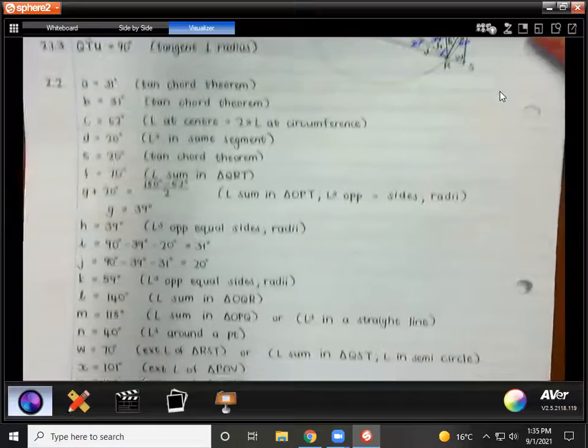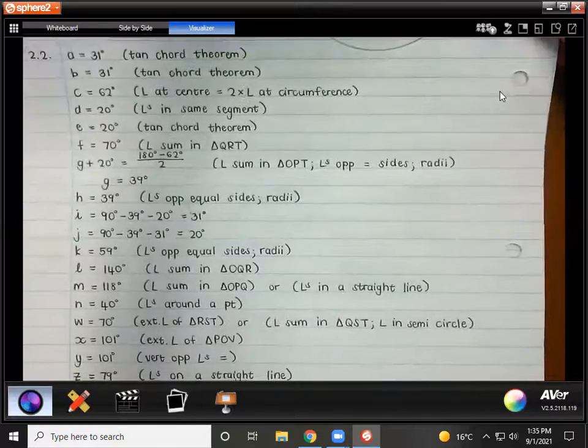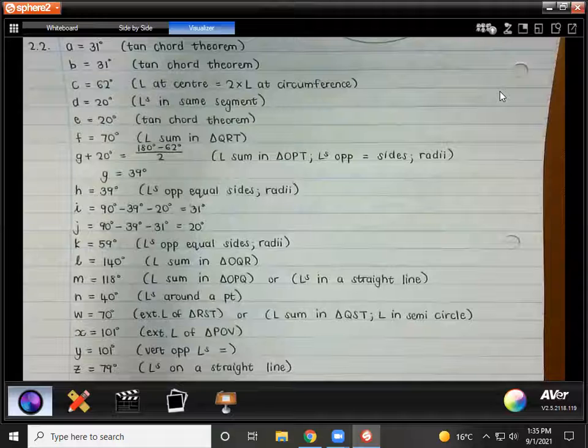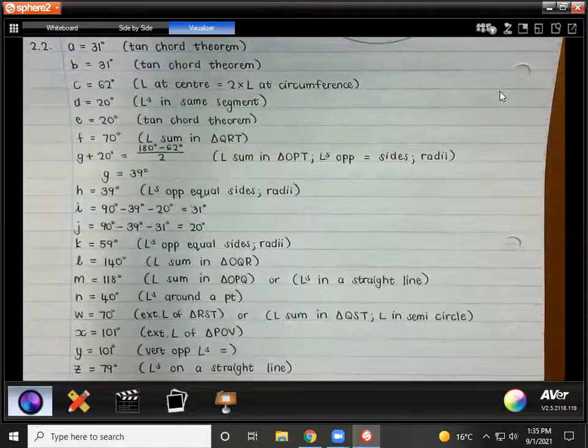I'm just going to go down so that you can see all of them. Okay, that's just all of them. Yes.